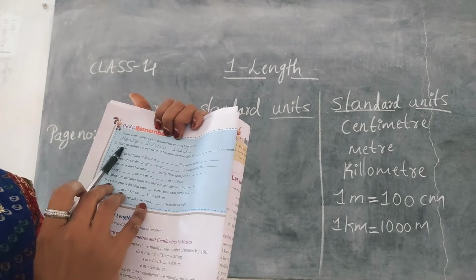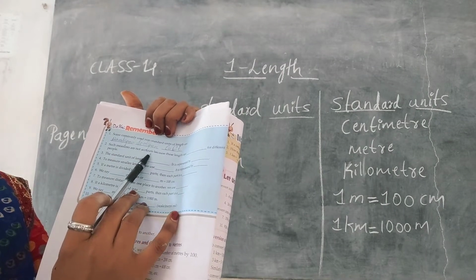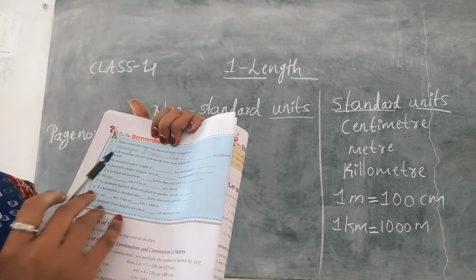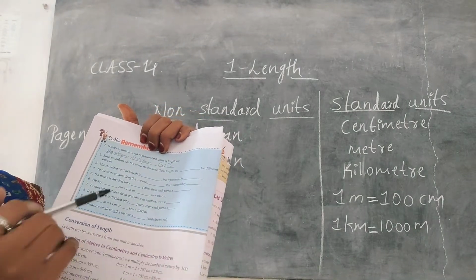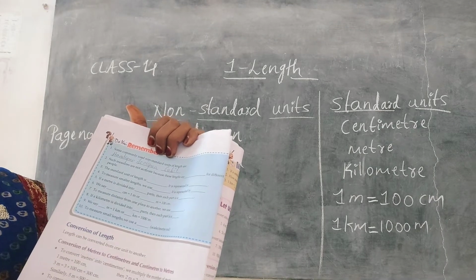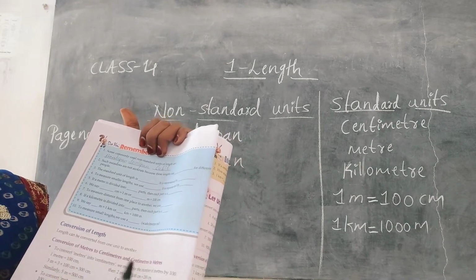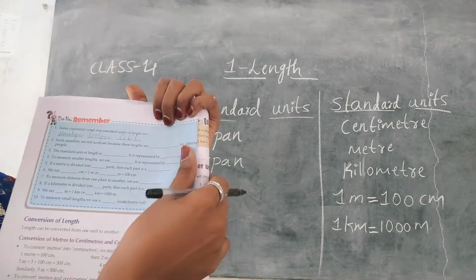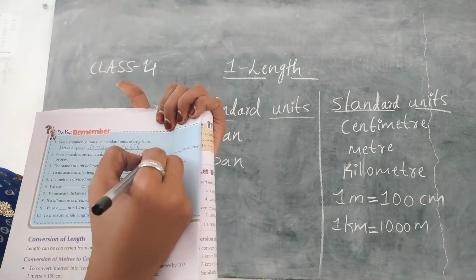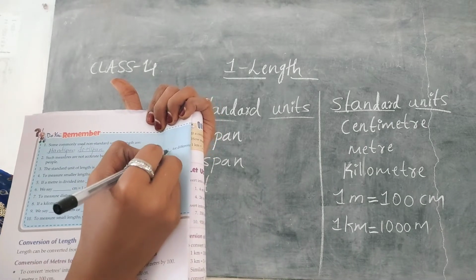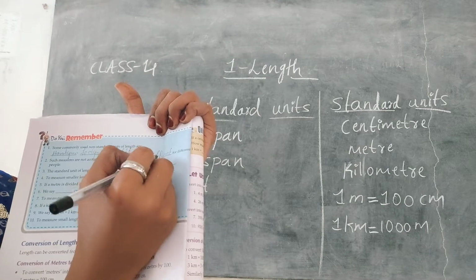Second one: such measures are not accurate because these lengths are different for different people. So in the second blank, write different. D-I-F-F-E-R-E-N-T, different.